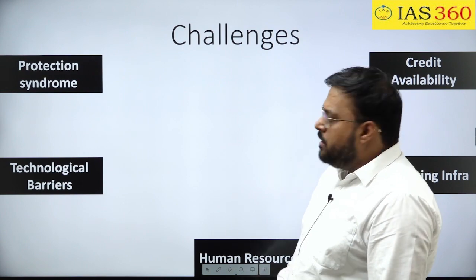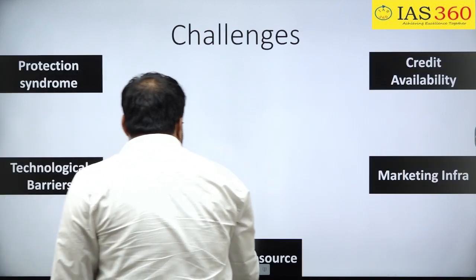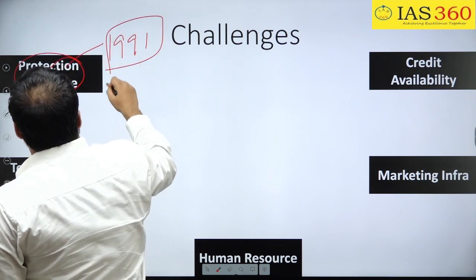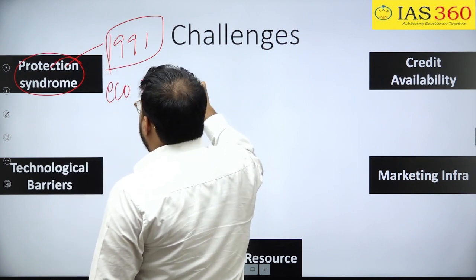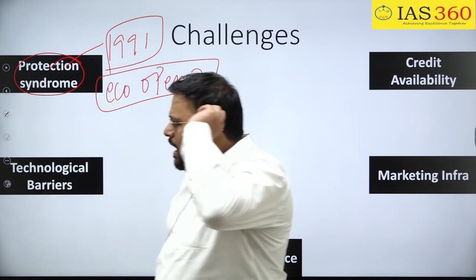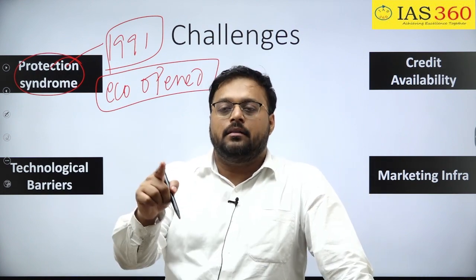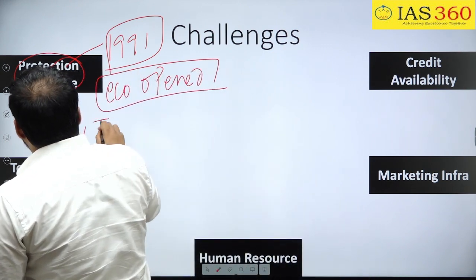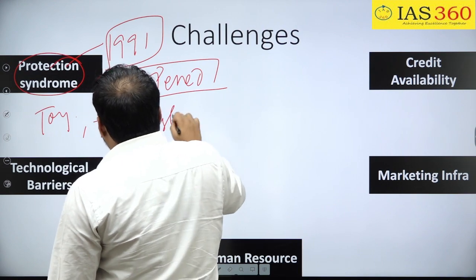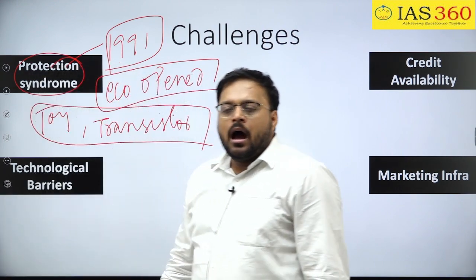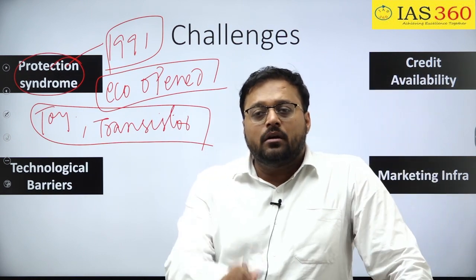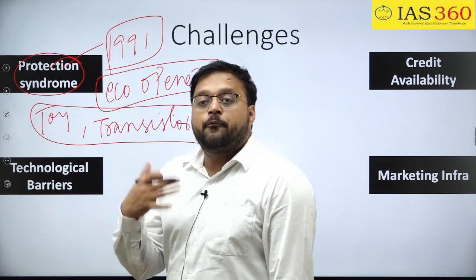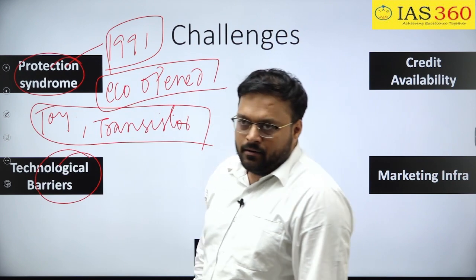But what are the challenges? The very first challenge is the protection syndrome. What has happened after 1991? The market economy has opened up, but we have protected the rural industries, and therefore they failed to compete in the market and ultimately they died. If you see the toy industry, the transistor industry, these are small scale industries that have completely shattered after the 1991 LPG model because they failed to compete, and the government has purposefully done it in the name of protecting them.